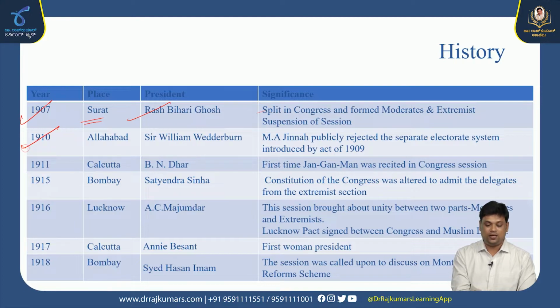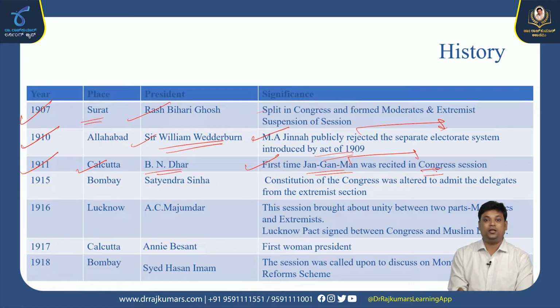1910 Allahabad, Sir William Wedderburn. Muhammad Ali Jinnah publicly rejected the separate electorate system introduced by the Act of 1909. 1911 Calcutta Congress session, Bishan Narayan Dar: the first time Jana Gana Mana, the national anthem, was recited in a Congress session. 1915 Bombay Congress session, Satyendra Sinha: the first time the constitution of the Congress was altered to admit the delegates from the extremist section.